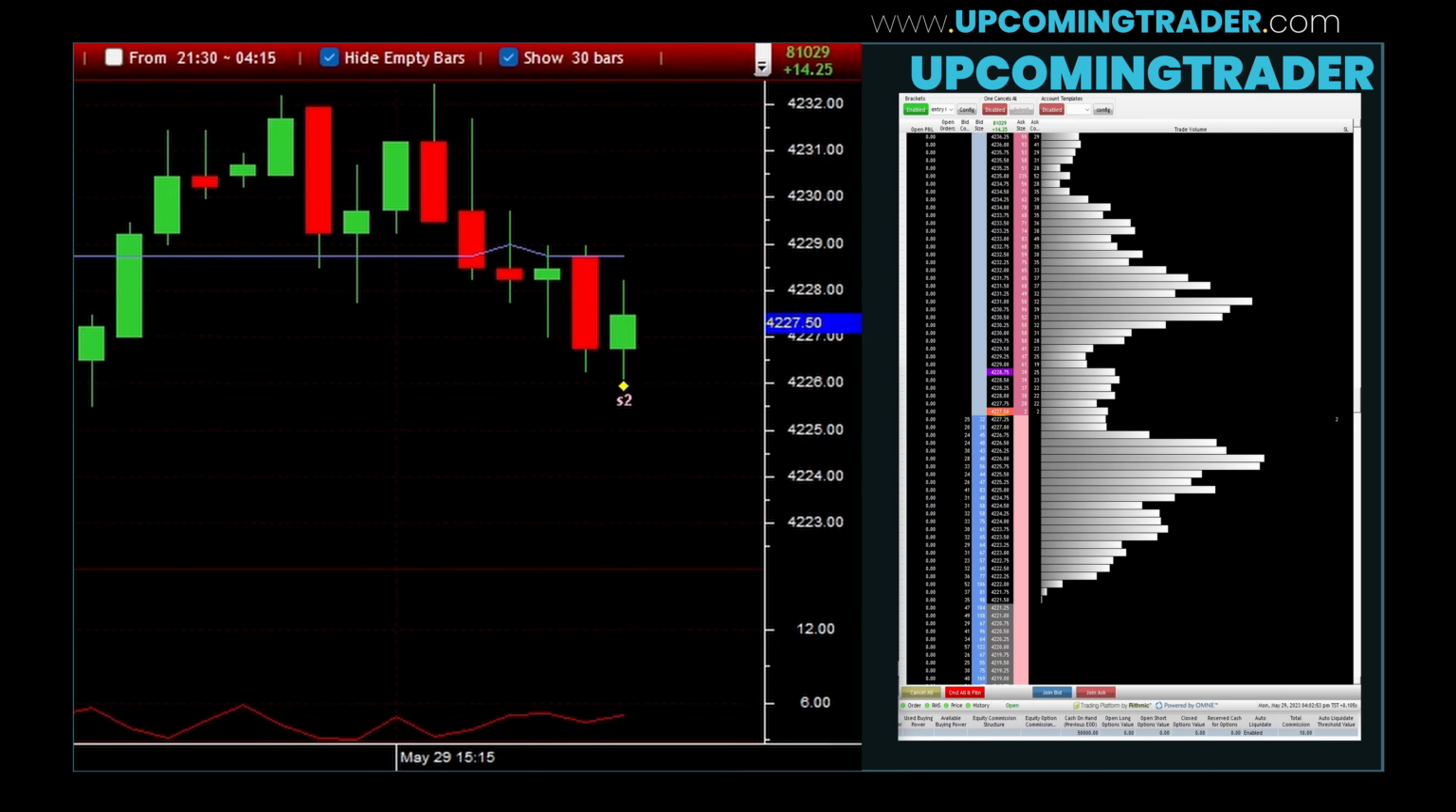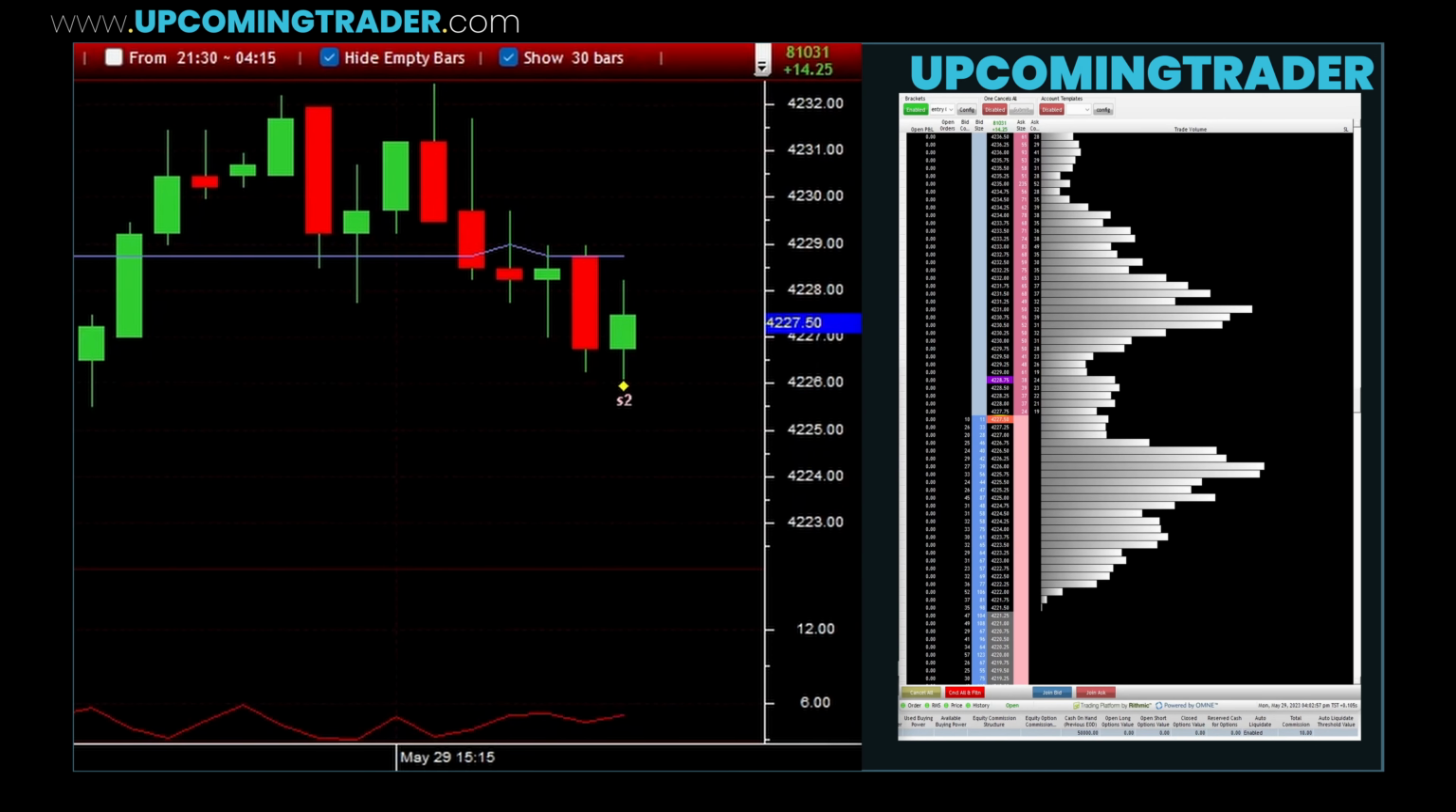uptrend is starting. Wedges are also important patterns that can indicate both continuation and reversal, depending on the slope of the pattern. Rising wedges are typically bearish, especially when they occur after an uptrend, signaling a potential reversal. When the price breaks below a rising wedge and a key EMA, it is often a strong signal of an impending downtrend.